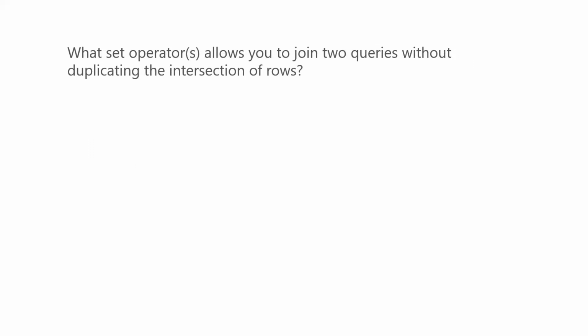What set operators allow you to join two queries without duplicating the intersection of rows? Okay, so which one of these, there might be more than one, allows you to join two queries without duplicating intersection of rows? It's union.